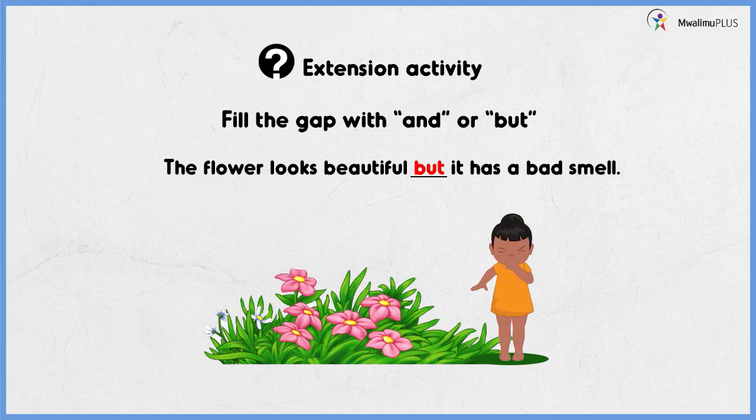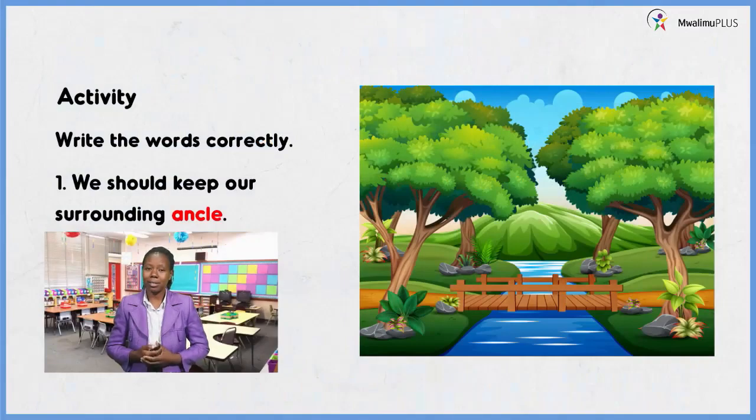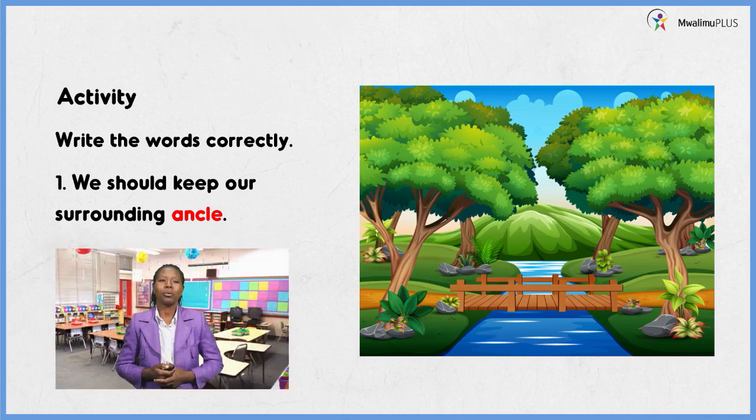So children, today we are going to learn about caring for others, writing. We are going to write words correctly, that is spelling, punctuation, and guided writing. So, we start by looking at the spelling. Write the words correctly. You're supposed to write the words correctly. From the sentence below, the word that is written in red, it's wrongly written. And so, we are supposed to look at it and then we make a correct word.